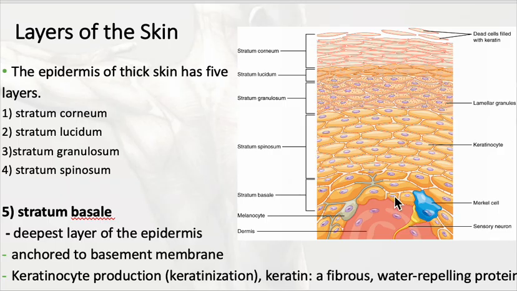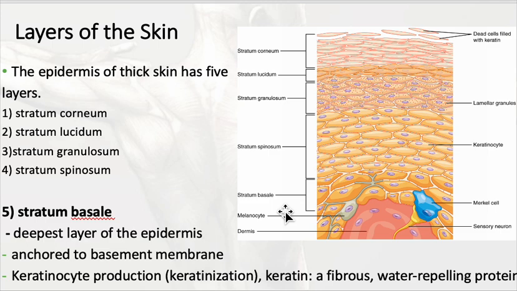We're going to start at the bottom. So we're starting at this basement layer of the epidermis called the stratum basale. So the stratum basale is a region of mitotically active stem cells. So these cells are continuously dividing by mitosis.